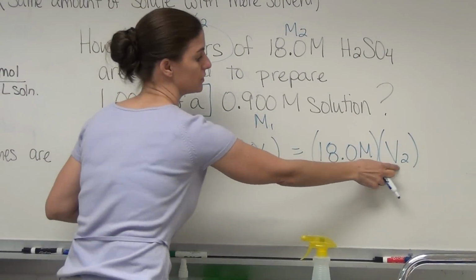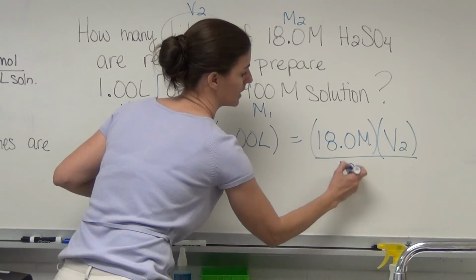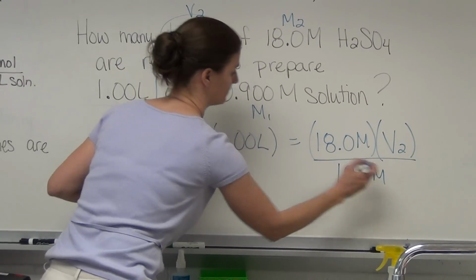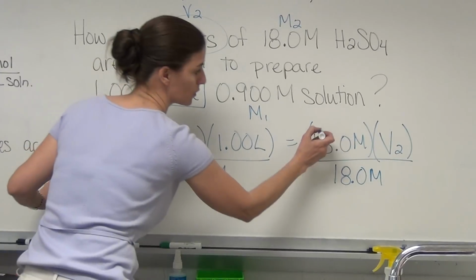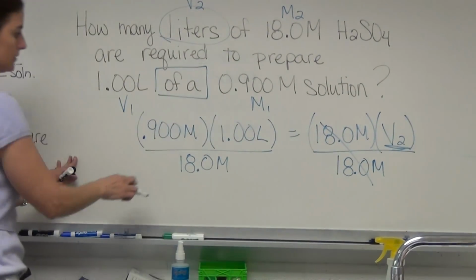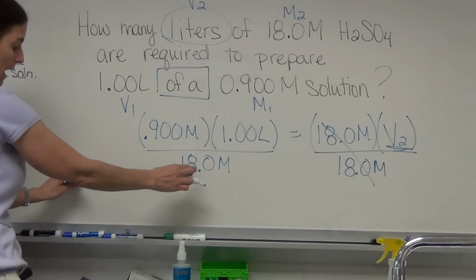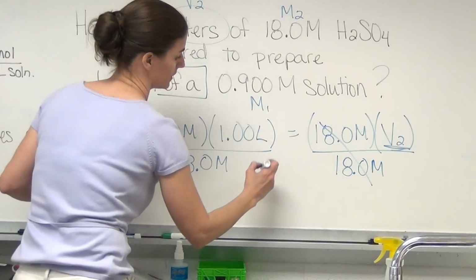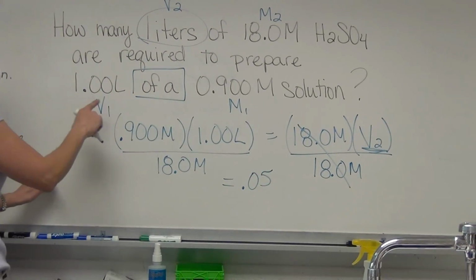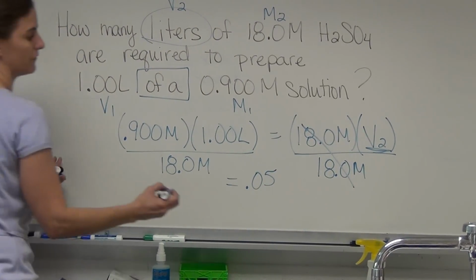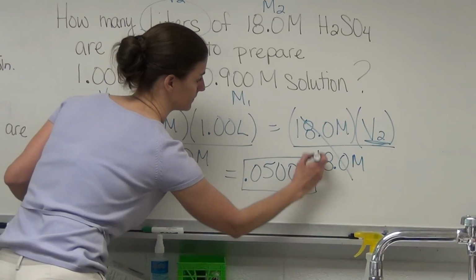You're solving for V2, so you have to isolate it. Using algebra, we're going to divide both sides by our 18.0 M. These will cancel out. We'll be left with our V2, 0.900 M times 1.00 liters, divided by the 18. You should get, if you do it right, 0.0500 liters as our final answer, going back to look at how many significant figures, 3 significant figures.